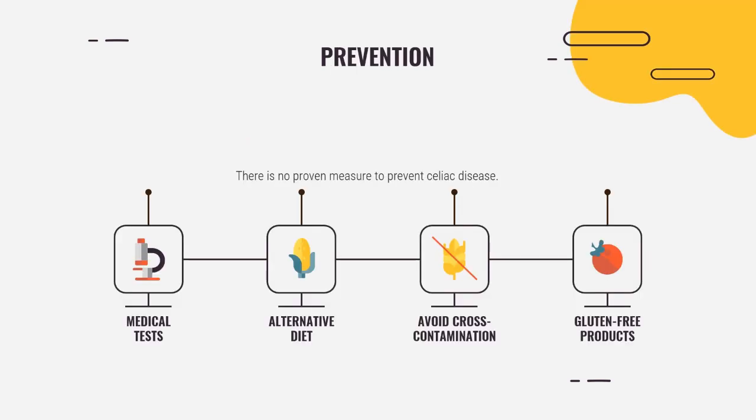So, how do you prevent celiac disease? Actually, there is no proven measure to prevent celiac disease till now. However, with treatment, we can control it rather than prevent it. So we can diagnose it early, give an alternative diet, avoid the wheat products and get gluten-free products to control the disease, and then the patient will be healthy and live his life normally.